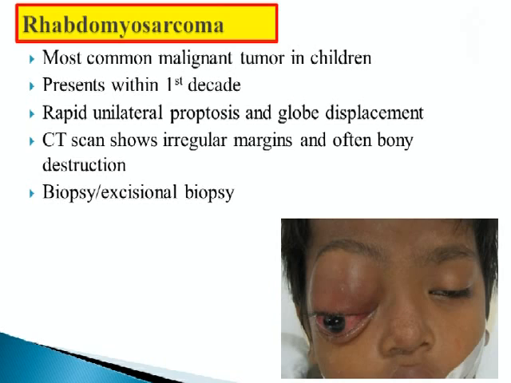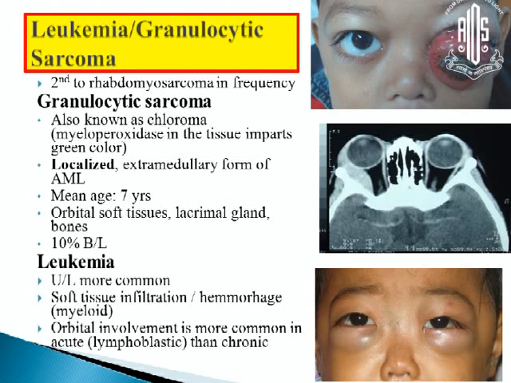Now RMS. Patients will present in the first decade with a rapid unilateral proptosis with globe displacement, and the CT scan will show irregular margins and often bony distortion. I think most of these are covered by Dr. Ruchi already. Again, like leukemic deposits, granulocytic sarcoma and leukemia.